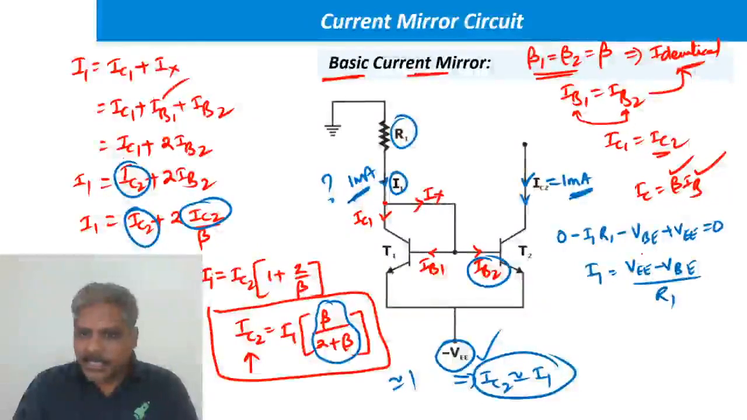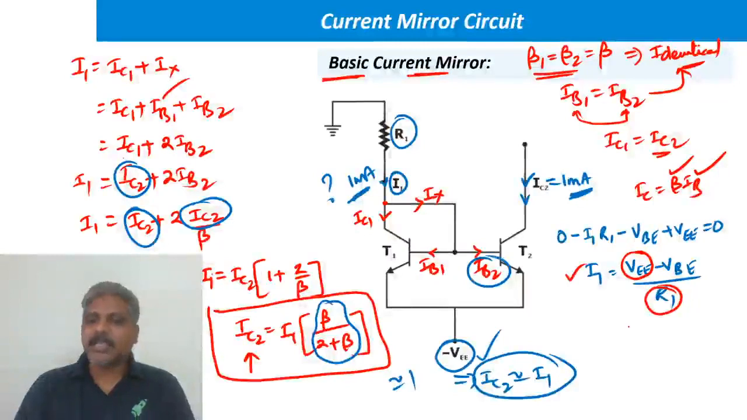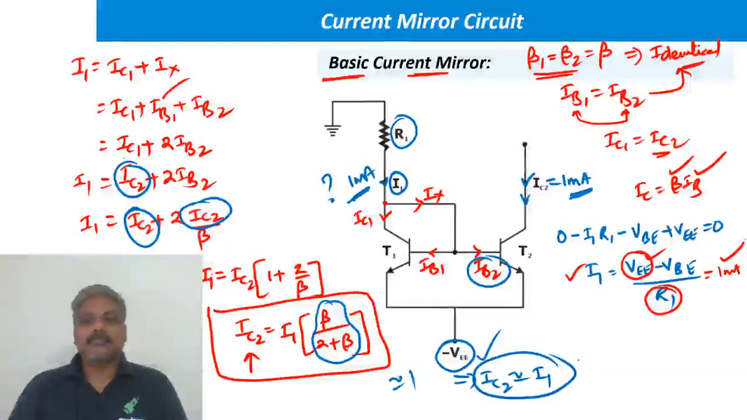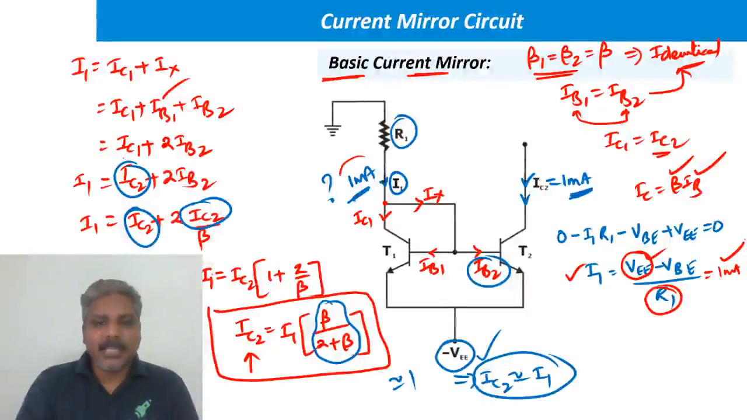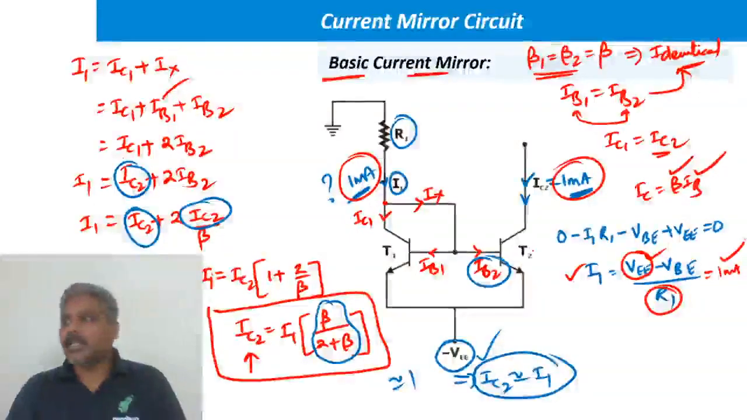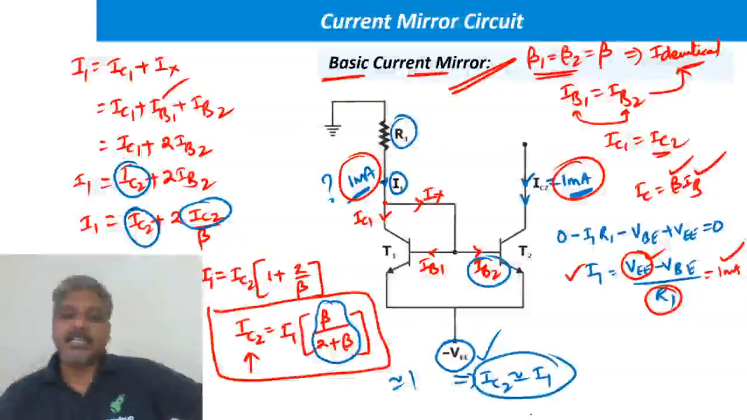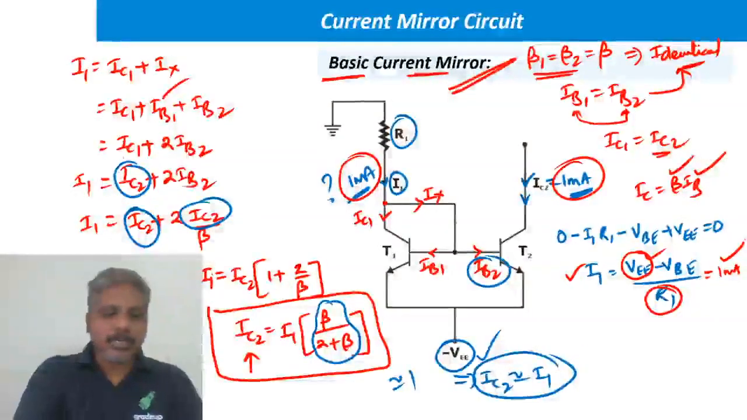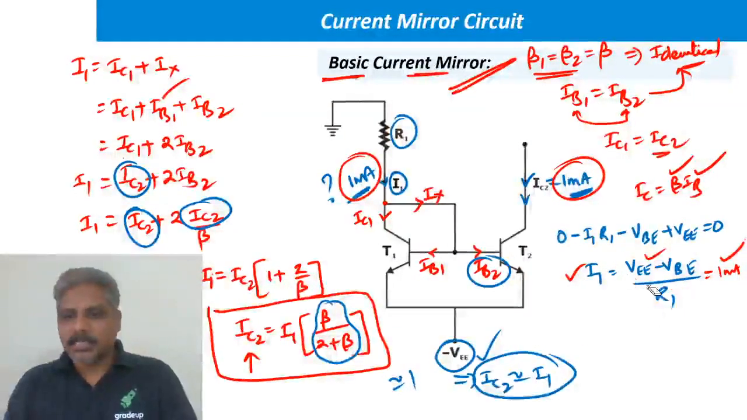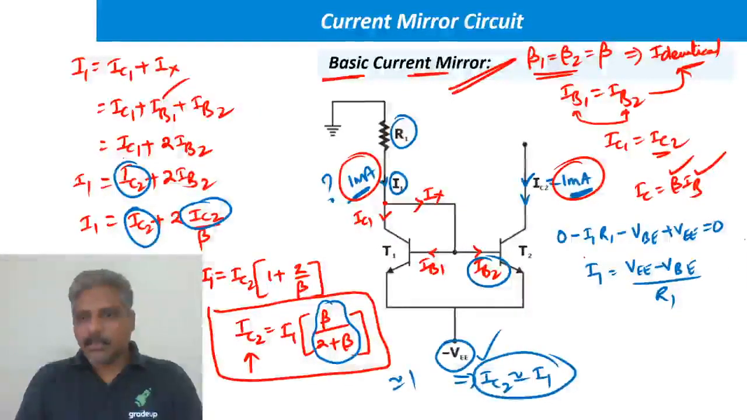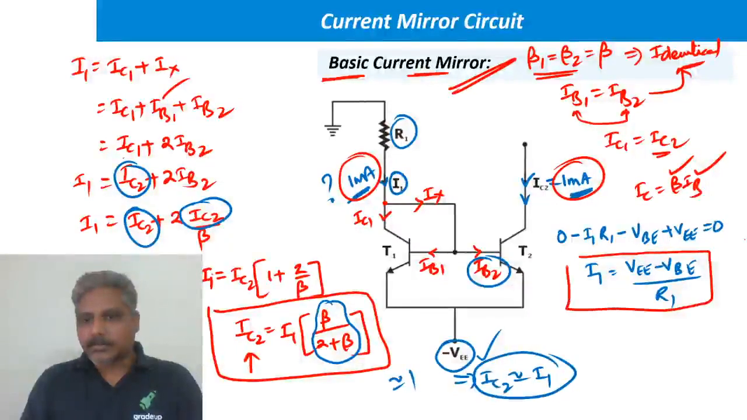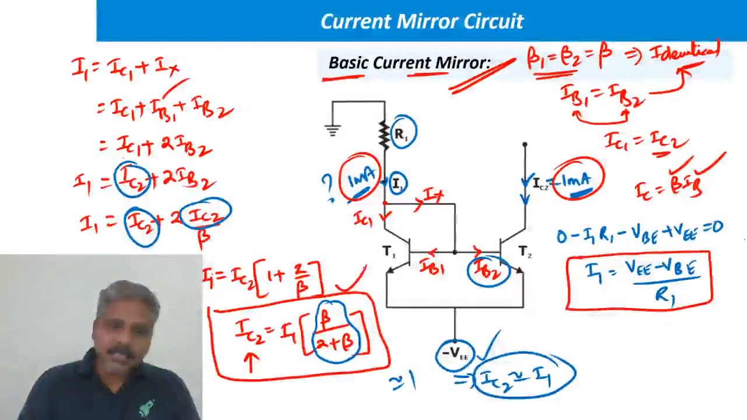By selecting the value of the VEE battery and R1 resistance, I can select whatever current I want. If I want this as 1 milliampere, I can do that by selecting this. If I can select this current as 1 milliampere, I will get this as 1 milliampere. That is what current mirroring is. Got it? These two are very important equations. If you want to take a screenshot, please take it. This is the current mirror equation.